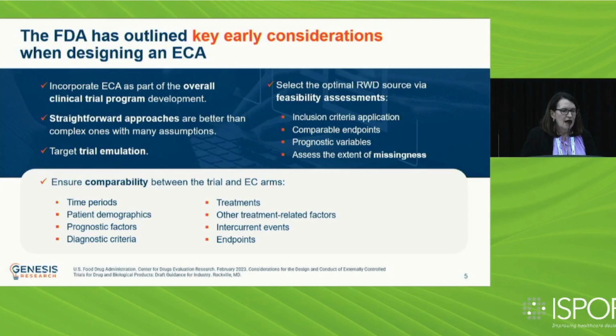We also want to ensure that we are able to measure similar prognostic variables. And then we also would like to be able to understand the extent of missingness in the proposed external data source. And all of these things are key to really assessing whether the data is fit for purpose for our external control arm study. Our goal is to use target trial emulation methods to ensure comparability between the trial and the external control arms. And some considerations are listed here at the bottom of the slide.